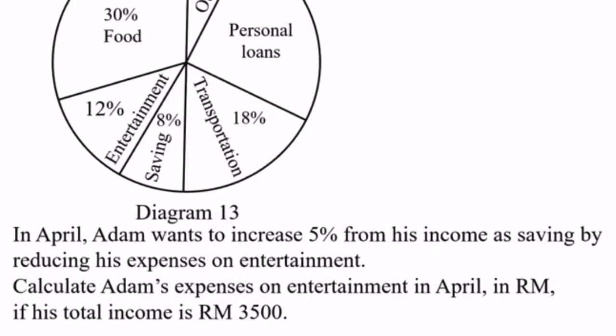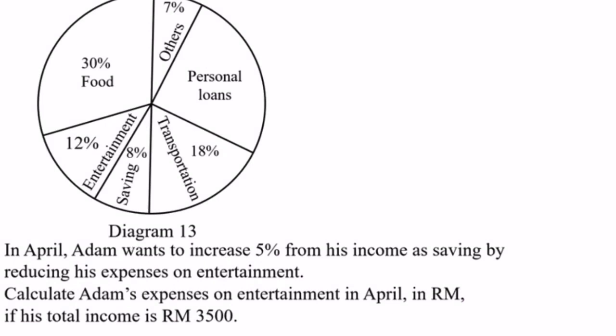The question: in April, Adam wants to increase his savings by 5% of his income by reducing his expenses on entertainment. Calculate Adam's expenses on entertainment in April in Ringgit Malaysia if his total income is 3,500. Let's see how to do it.